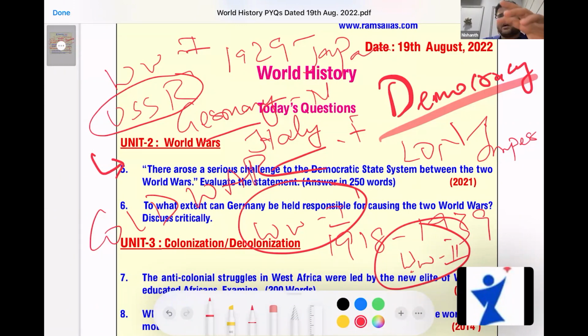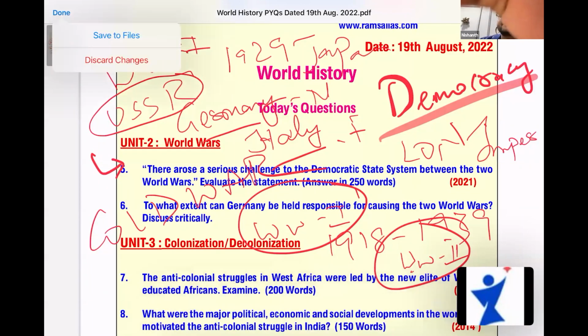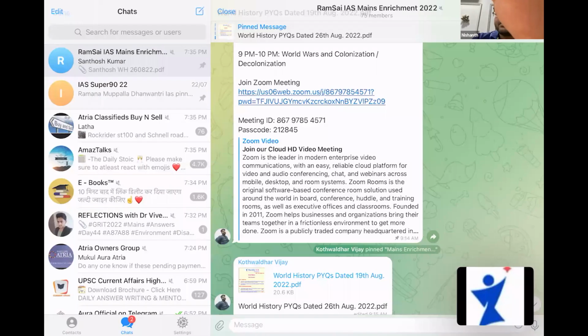However, the challenges to these democratic state systems were not big enough to displace the ideology of democracy across the world. Despite so many serious challenges, democracy as a political philosophy thrived across the world, and it is one of the most accepted ways of state system in the world today. That is how you have to approach this answer. Clear?